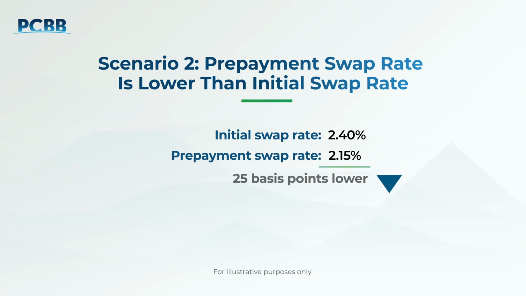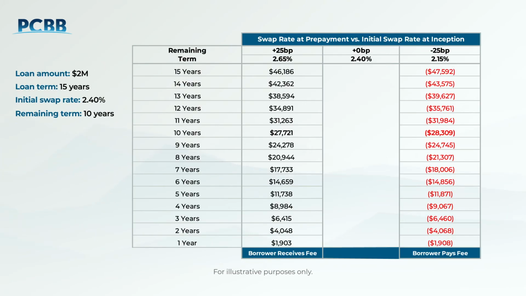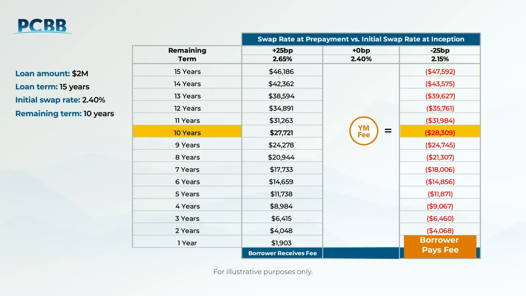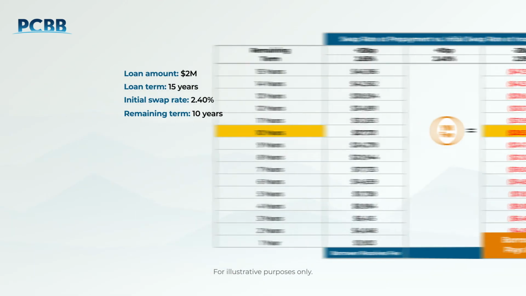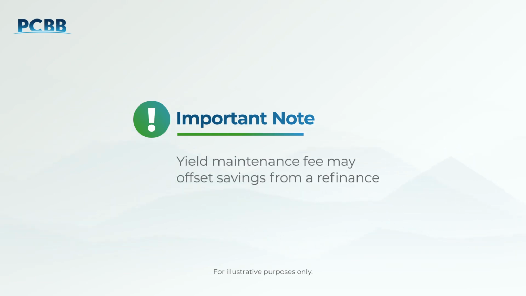Since the prepayment swap rate is lower than the initial swap rate, the borrower will owe a prepayment fee to PCBB. Referencing the table again, find the 10 years row, then look across to the minus 25 BP column. You'll see that the borrower would owe PCBB $28,309. It's worth noting that if your borrower were to refinance in either of these 2 scenarios, the yield maintenance prepayment fee could be offset. In other words, the economics of the prepayment and refinance could be a wash.